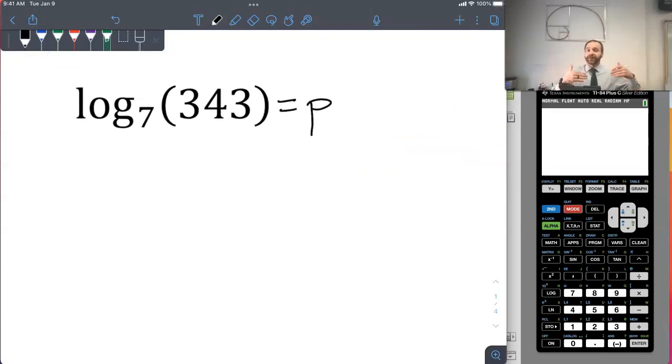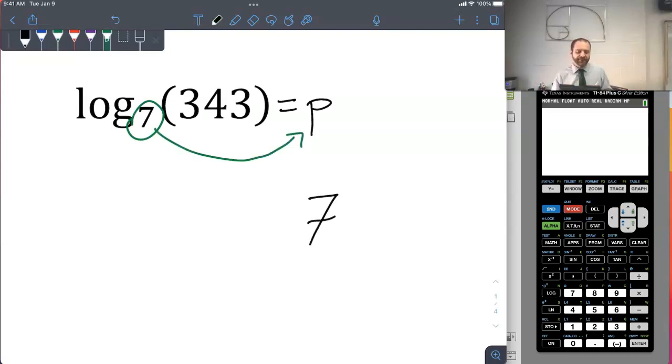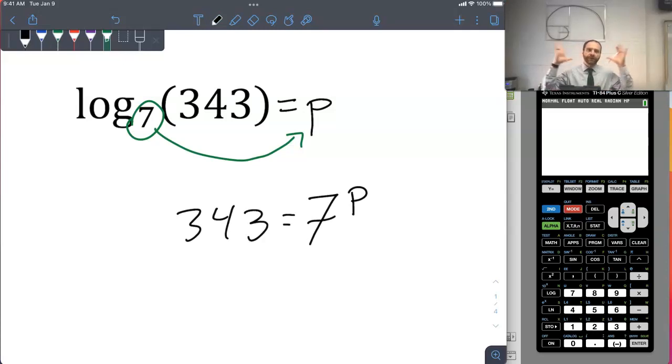I could read it left to right. What power of 7 gives me 343? And then create my exponential form. Or I could try the new technique. That's what I'm going to do. I'm going to circle the base. I'm going to bump that exponent up. So it's going to be 7 to the p power equals 343. Since I'm in exponential form, poof, the log goes away.